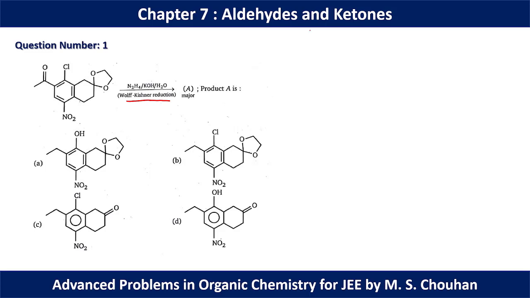As we know, in Wolff-Kishner reduction C double bond O will be converted to CH2, so this reduction should take place. We can see that in all four options we have the same reduction process, so it cannot give the specific answer. Now we have to look at some side reactions also.